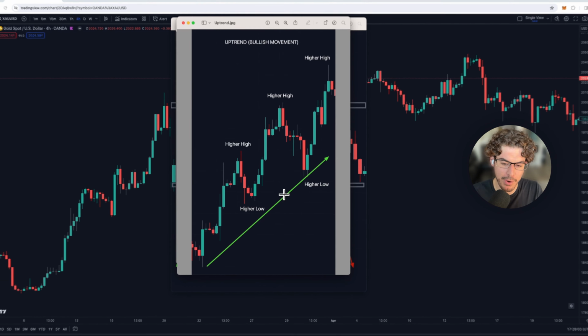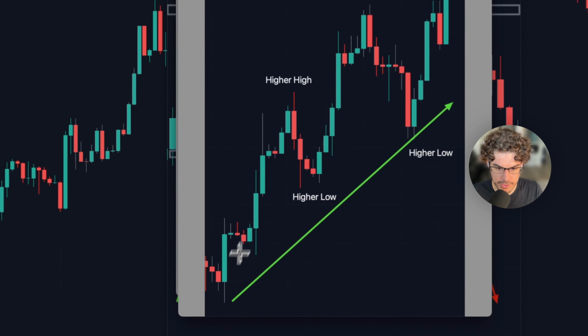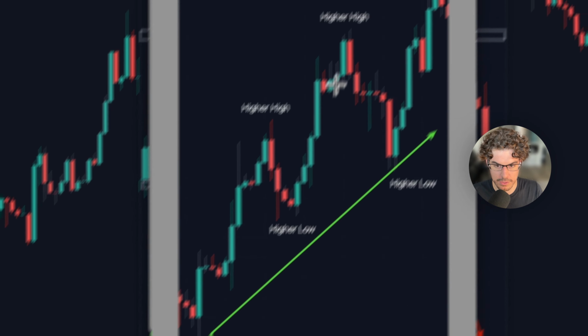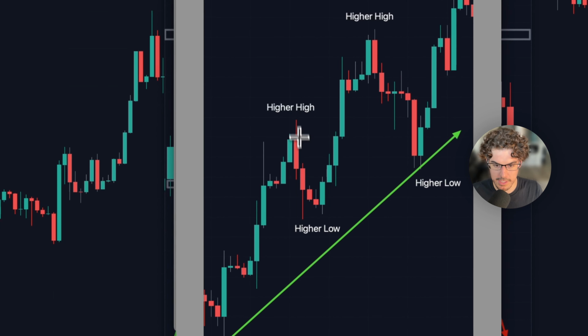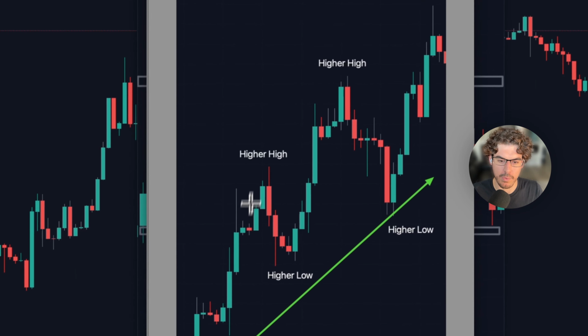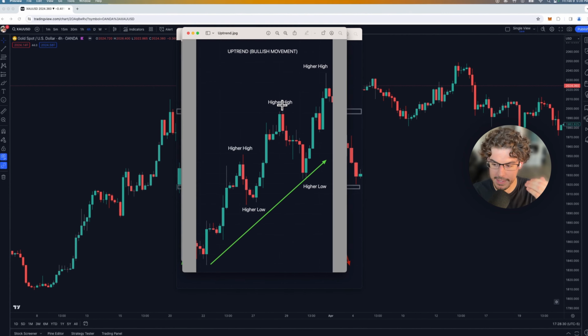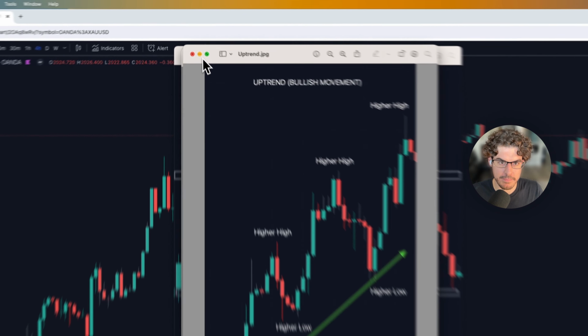So when you have price repeating this pattern, up and down, up and down, up and down in an uptrend, you can call it higher highs and higher lows. You know that you're in an uptrend. Basically, that's the movement. It goes up, it goes down, creating higher highs, higher lows, higher highs, higher lows, and higher highs. It's always one step ahead of the other. Now, let's look at the next one.